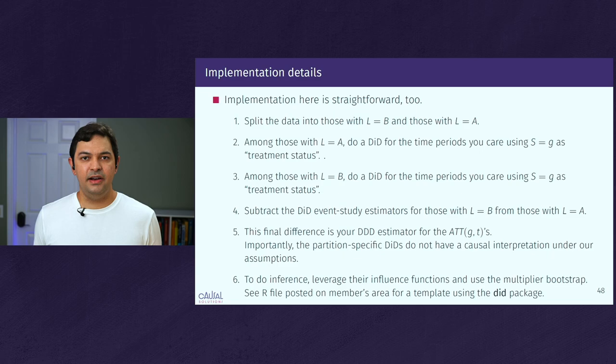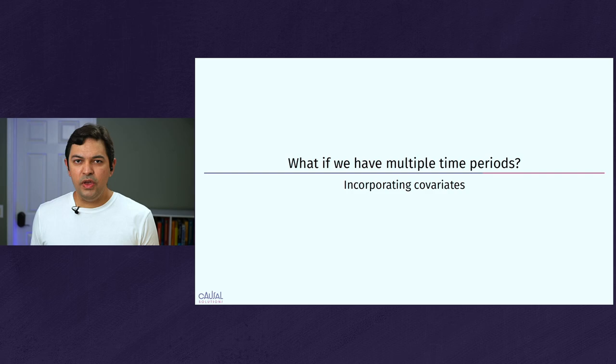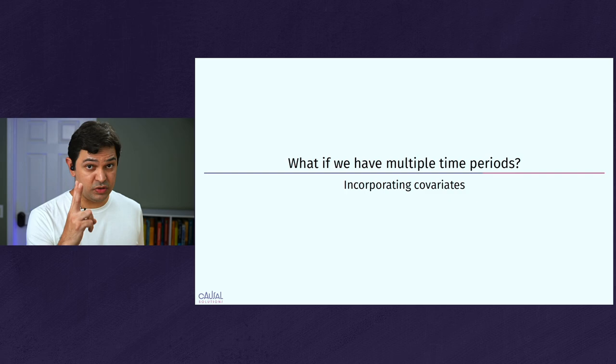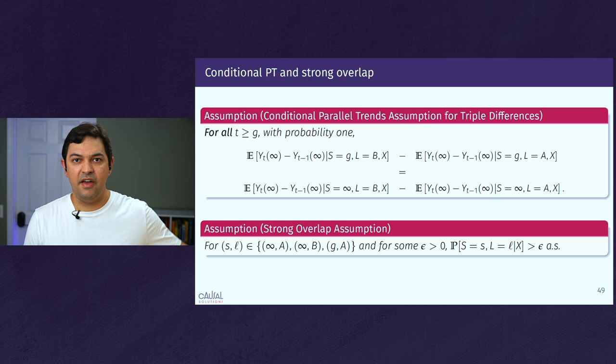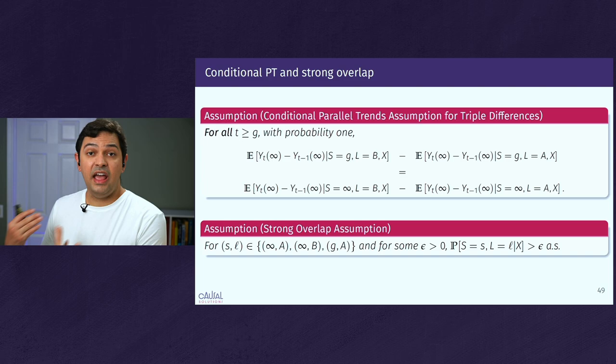Cool. Now, we are in this world with several time periods, but two sets of states only. We can incorporate covariates exactly in the same way as we have done in lecture 5. Here, I'm going to illustrate how to incorporate covariates in the analysis. Essentially, we're going to make the same assumption as before, that now our dynamic parallel trends, or our multi-period triple difference parallel trends, are going to hold only after you condition on a vector of observables.